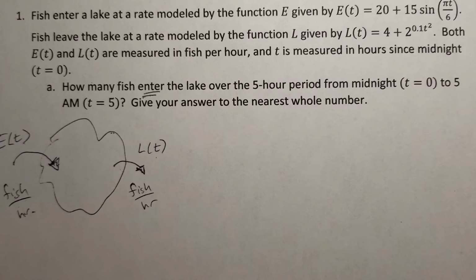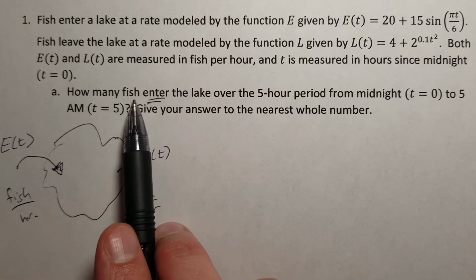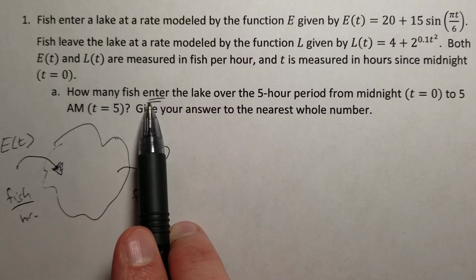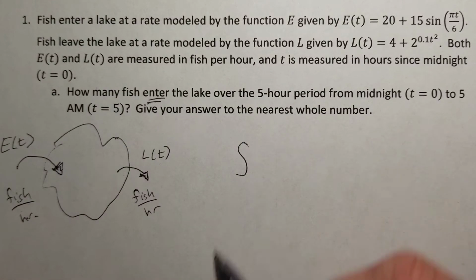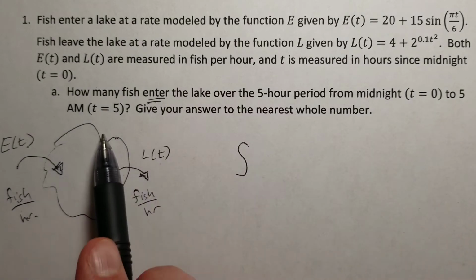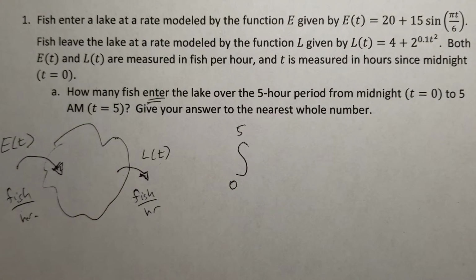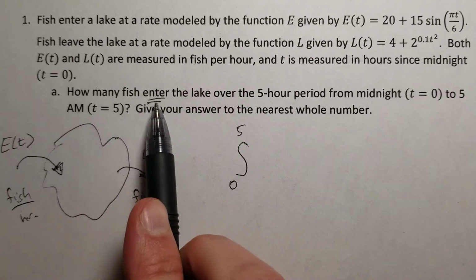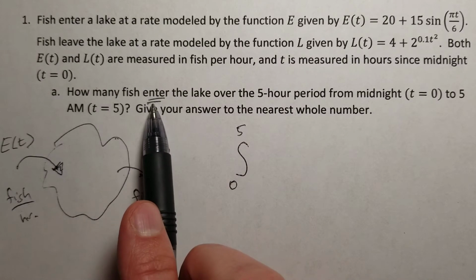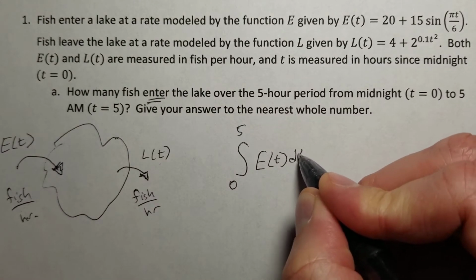Now, let's look at what we've got here. E of t is a rate, right? And I want total number of fish, going from a rate level to an original function level, which means that I'm going to set up an integral. My integral is going to go from t equals 0 to t equals 5. I'm only interested in the fish that enter the lake. I'm not concerned about fish leaving the lake, only fish that enter. So I'm only going E of t dt.